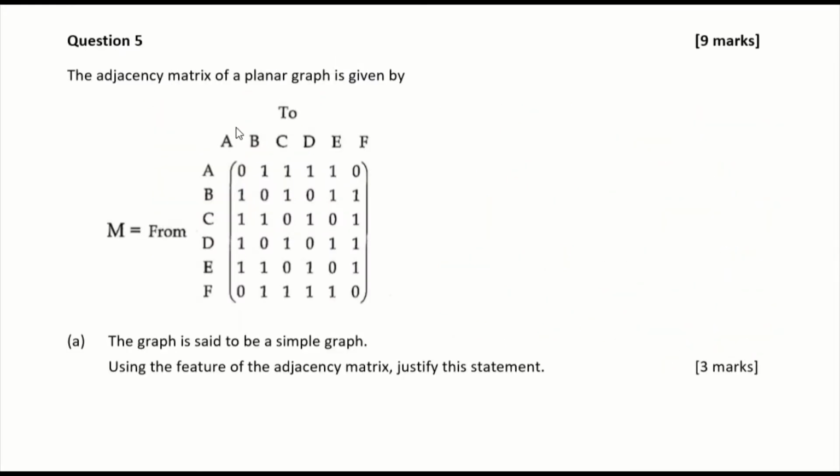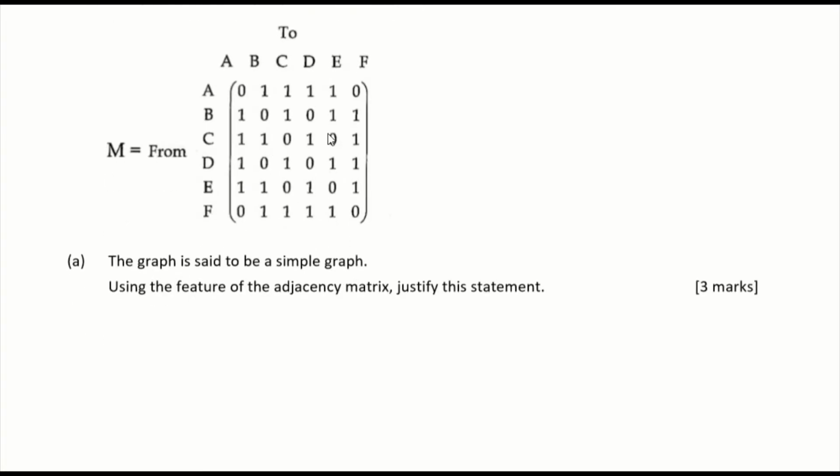Alright, number 5. This is the adjacency matrix given for a planar graph. The graph is said to be a simple graph. Using the features of the adjacency matrix, justify this statement. By looking at this, the first thing you need to know is that if it's a simple graph, then it's going to be symmetrical about the leading diagonal. Am I right? So when it is symmetrical, then you know that there's no direction. So that's the first thing. So you can write down: the graph is symmetrical about the leading diagonal.